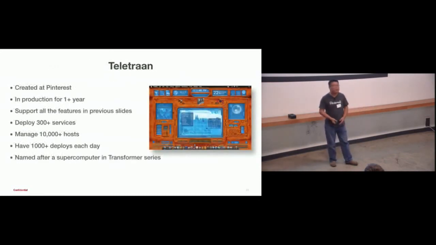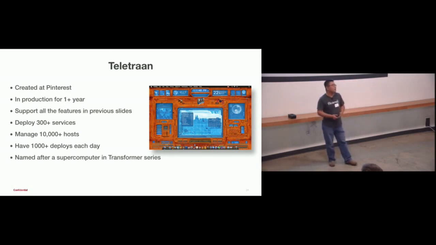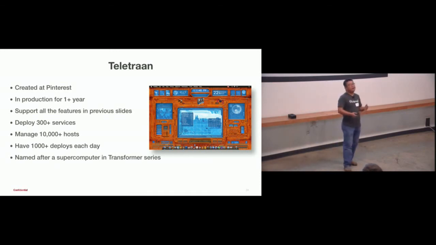So with that, let me introduce Teletron. That is the internal deploy system we created at Pinterest, which supports all the features I described in previous slides. It has been in production for more than a year now, and it deploys some 300 services at Pinterest. It manages tens of thousands of hosts, and it has about 1,000 deploys per day. And in case you are curious, Teletron is actually named after a character in Transformers. It's a supercomputer that can do a lot of cool things.